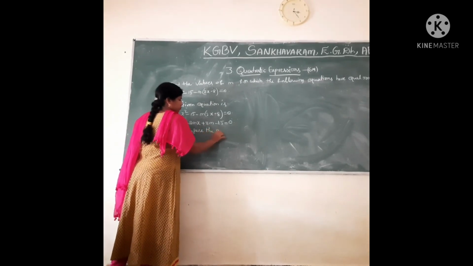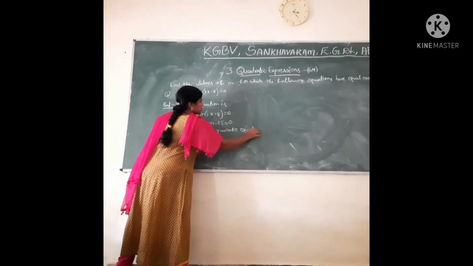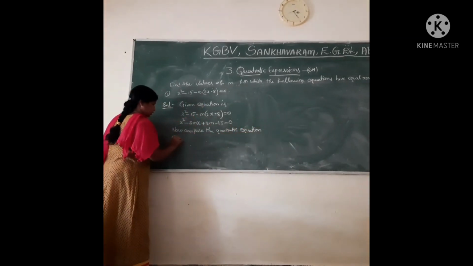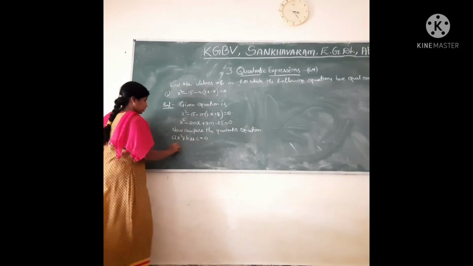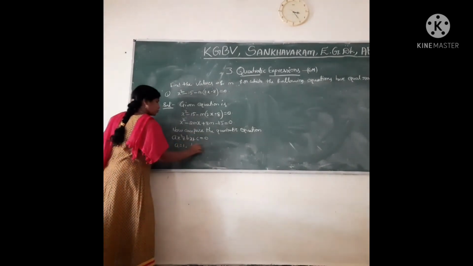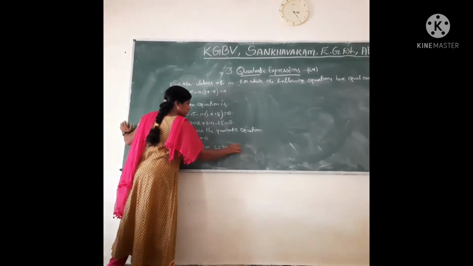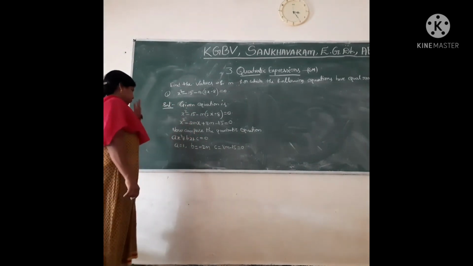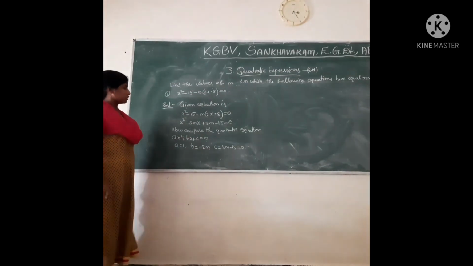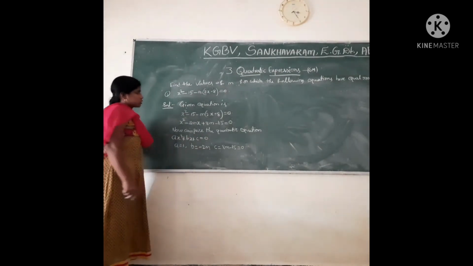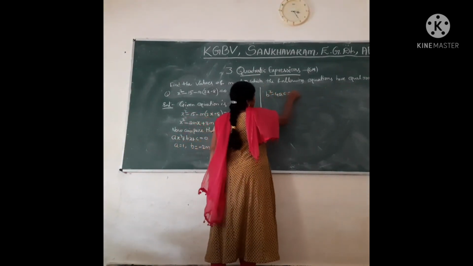Compare the quadratic equation ax square plus bx plus c is equal to 0. Now a is equal to 1 and b is equal to minus 2m and c is equal to 8m minus 15. But here the given condition is equal roots. This equation has equal roots, that means the discriminant b square minus 4ac is equal to 0.